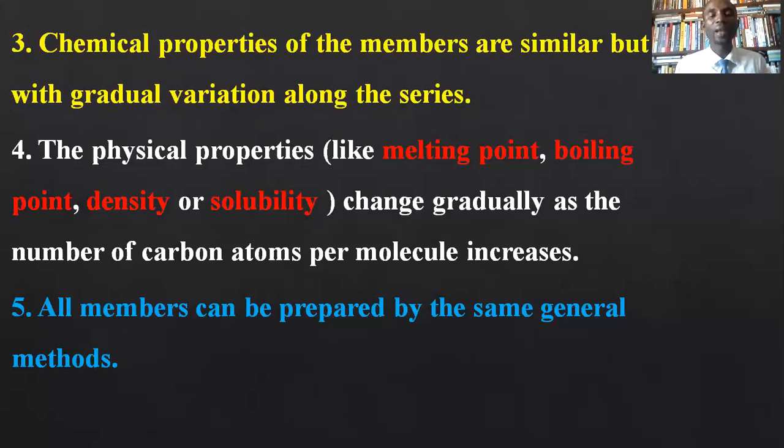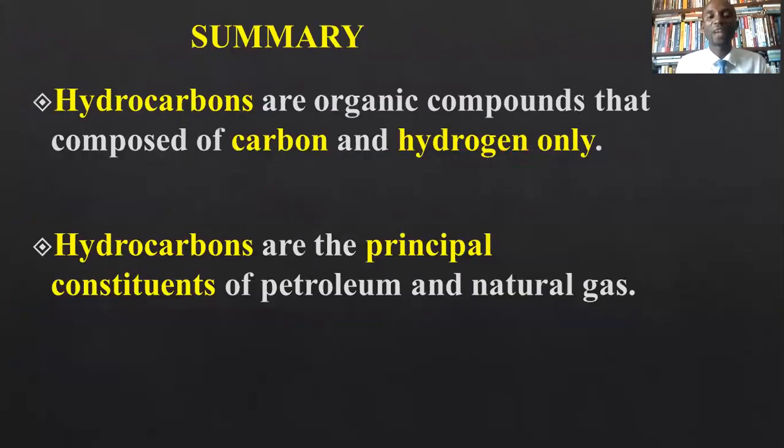What have we done so far? We said that hydrocarbons are organic compounds composed of carbon and hydrogen only. We also said that they are principal constituents of petroleum and natural gas. This is what we have done, and some other classifications we have done.